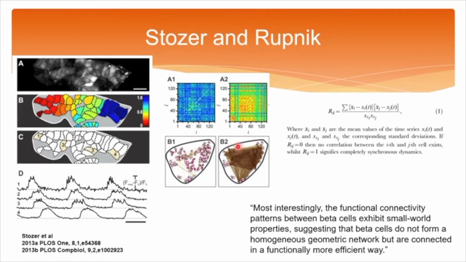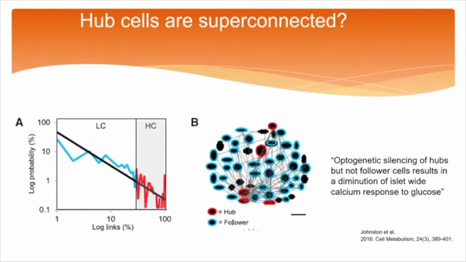beta cell connectivity. And these guys were also the first people to note that connectivity in an islet follows small world network principles. In other words, there appear to be a small proportion of very highly connected beta cells. And of course, following on from that, we know of the work of David Hodson with Guy Rutter, who went on to suggest the functional relevance of these highly connected beta cells. They called them hub cells because the optogenetic silencing of hubs but not follower cells resulted in the subsequent diminution of pan-islet beta cell connectivity.